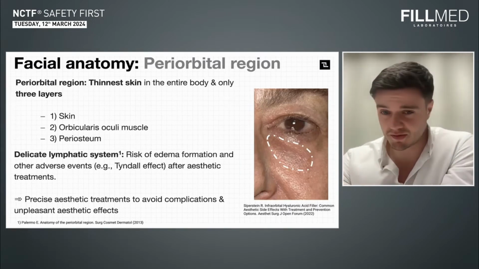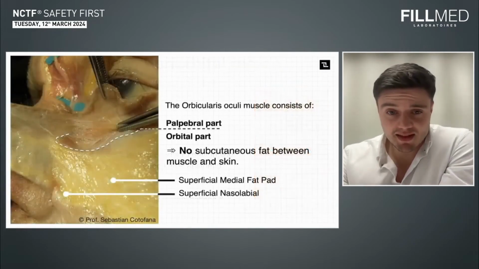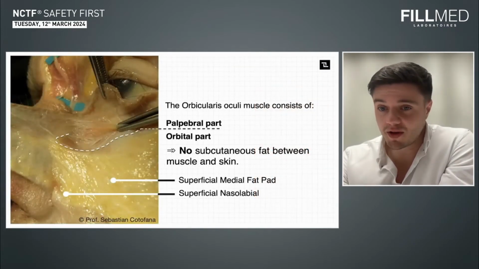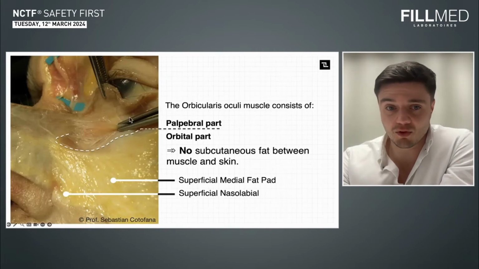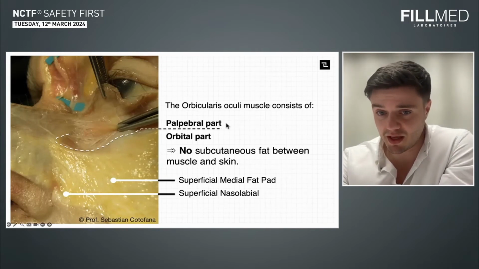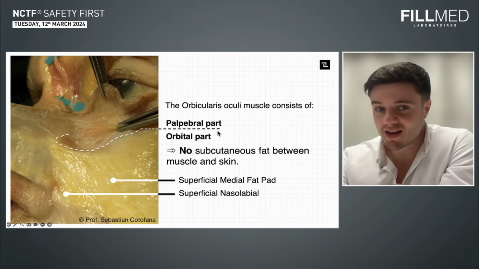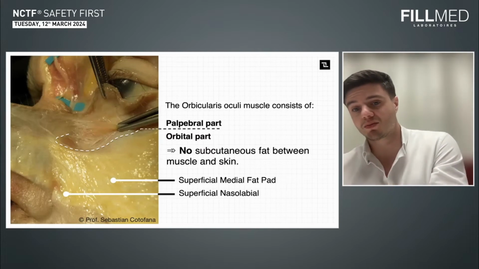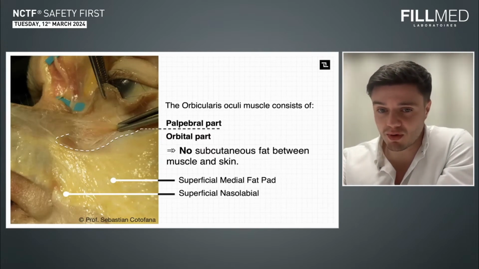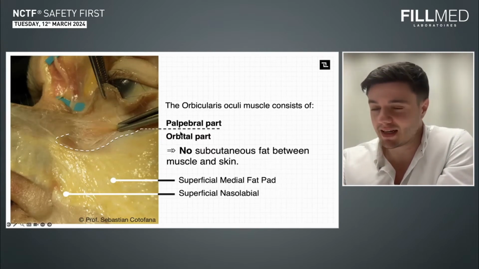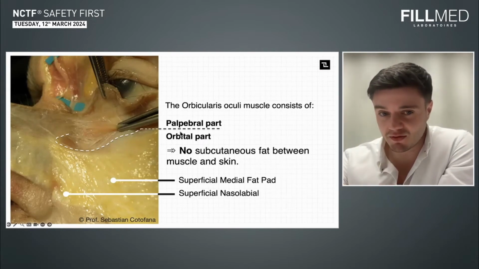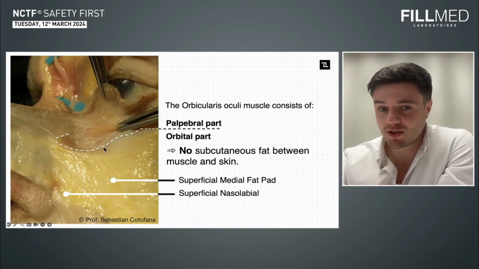Here we can see in a cadaveric specimen how the orbicularis oculi muscle can be found right below the skin here in its palpebral part and is being covered by subcutaneous fat in its orbital part. So when we're talking about the orbicularis oculi muscle in terms of treatments in this region, we're typically talking about the palpebral part, as the orbital part is basically just extensions of the orbicularis oculi muscle, which fuse together with midfacial muscles in layer 3.